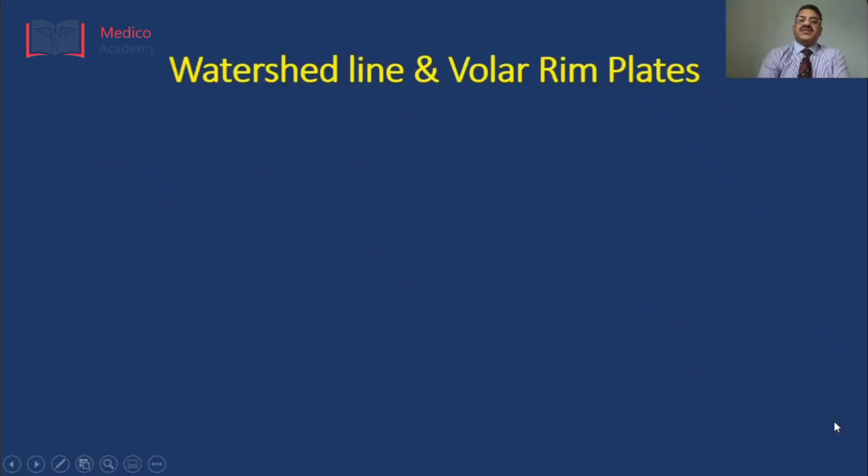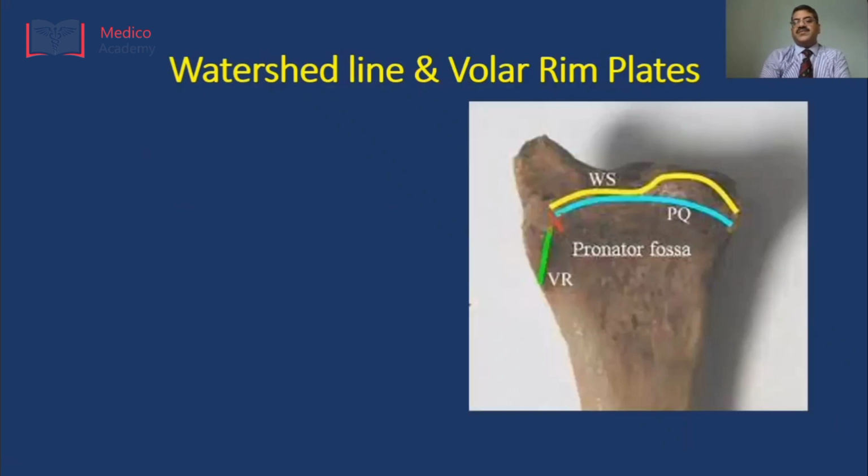The concept of the watershed line is very important in distal radius fractures. The watershed line represents an imaginary line which is just distal to the attachment of the pronator quadratus. On the lateral aspect of the distal radius, it represents a ridge, but on the medial side, it is not so distinct. It follows a line in between the distal most prominence on the medial side and the attachment of the pronator quadratus. So it is the wavy imaginary line here.